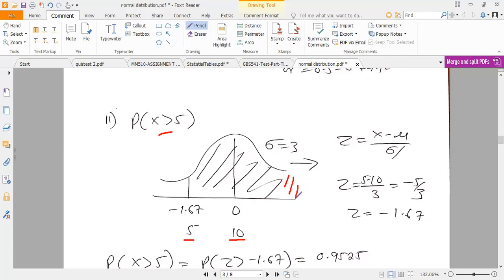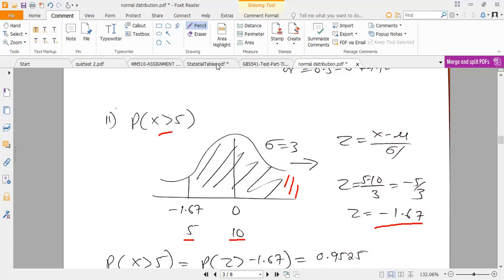So step 2, we standardize: x minus mu over standard deviation. 5 minus 10 over 3, so we have negative 1.6666. You always round off to the nearest 2 decimal places, so we're going to have negative 1.67. So we're going to read negative 1.67 from the table.